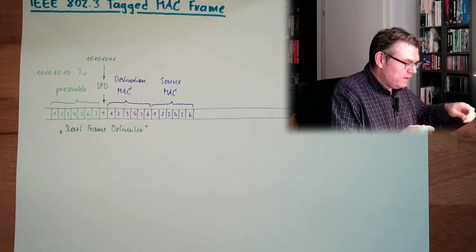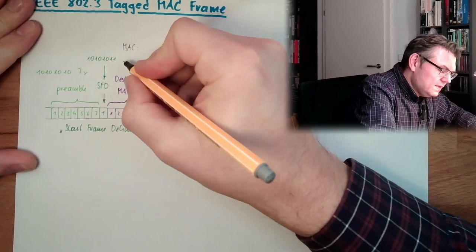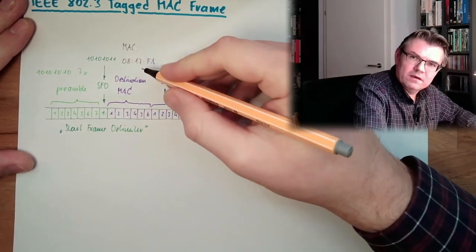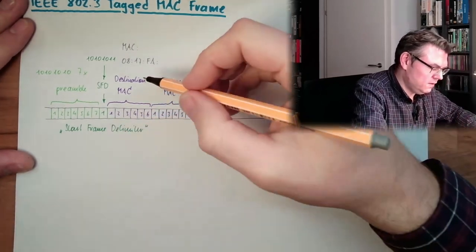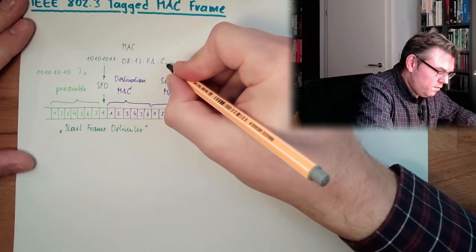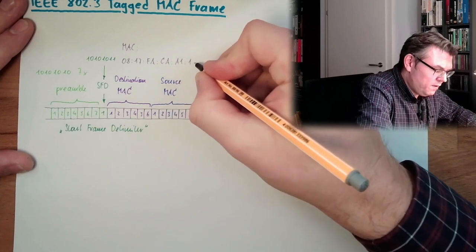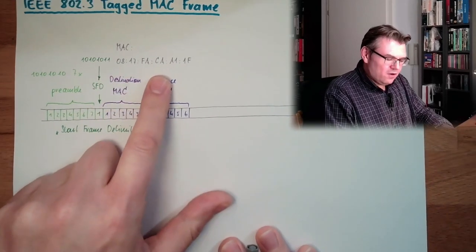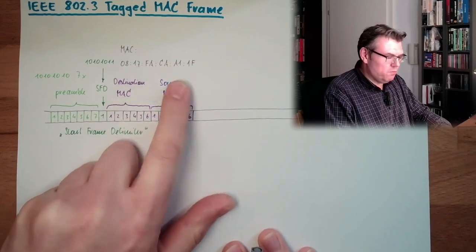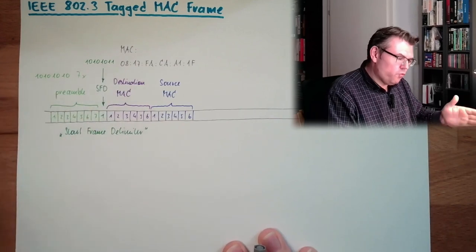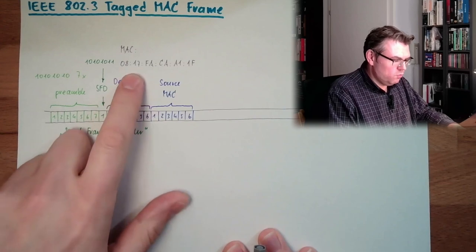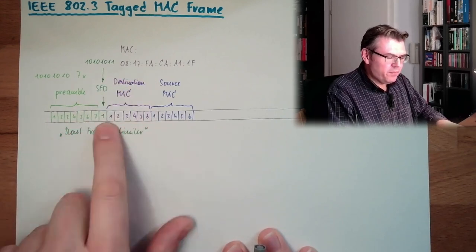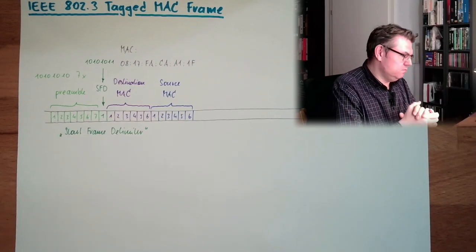A MAC address usually looks like this. We note it somewhat like 08:17:F8. I always say double point because it's Doppelpunkt in German, but in English it's colon. 1, 2, 3, 4, 5, 6. This is a typical notation of a MAC address, and exactly this is the content of the octets in hexadecimal numbers. So 08 would be 0000 1000, and 17 would be 0001 0111, and so on. So everything is one octet, an 8 bit pattern.